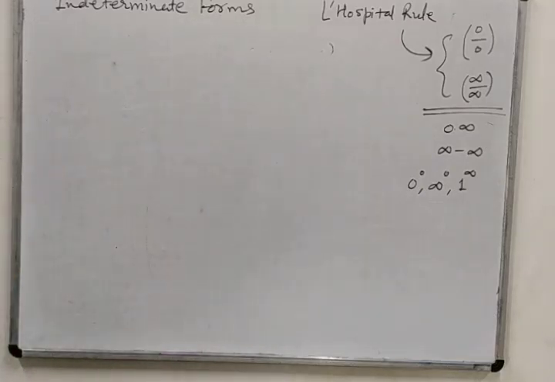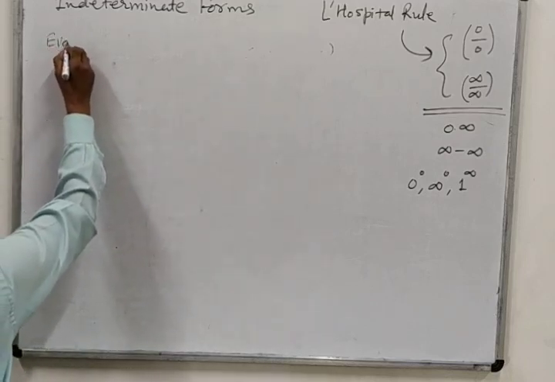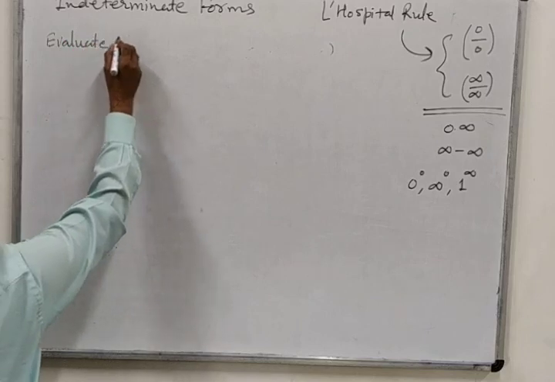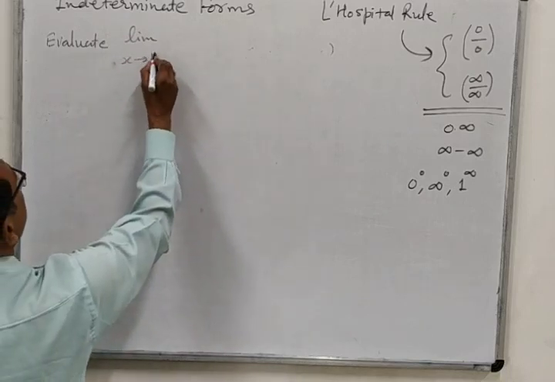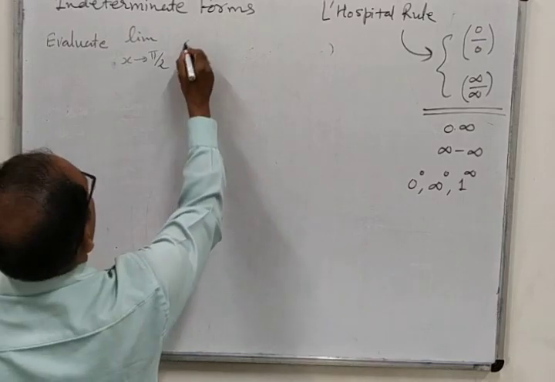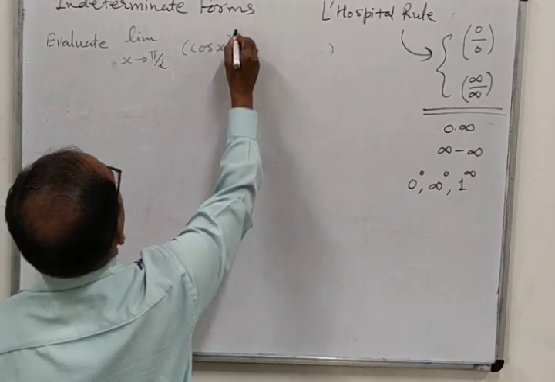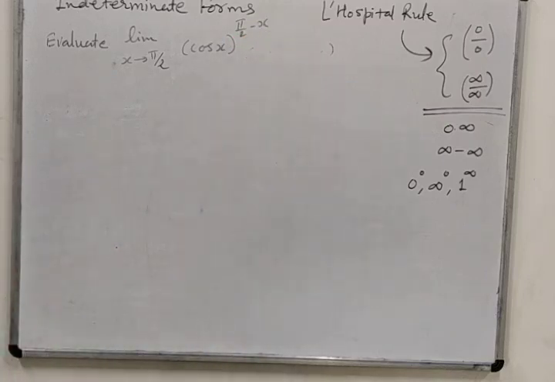One more example. Evaluate limit x tends to pi by 2 of (cos x) whole raised to (pi by 2 minus x). Okay, so now see what we will do here.